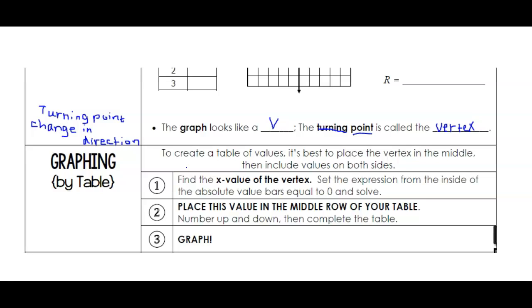Now, to figure out where the vertex is, we need to find the x value of the vertex, okay? And that's simply by setting the expression from inside the absolute value bars equal to 0 and solving for x. We're going to place this value in the middle row of my table, and then we'll number up and down to complete each side of the table, and we'll graph. Very simple. So let's go through the steps. I'm going to graph some, then I'll give you the chance to graph some and let you check your work.